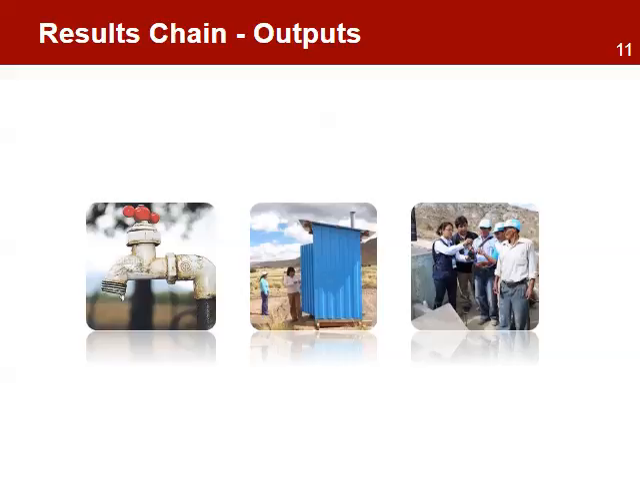Examples of outputs include water wells completed, latrines constructed, people trained in maintenance of water systems, pamphlets distributed, and beneficiaries trained in safe hygiene and sanitation practices.